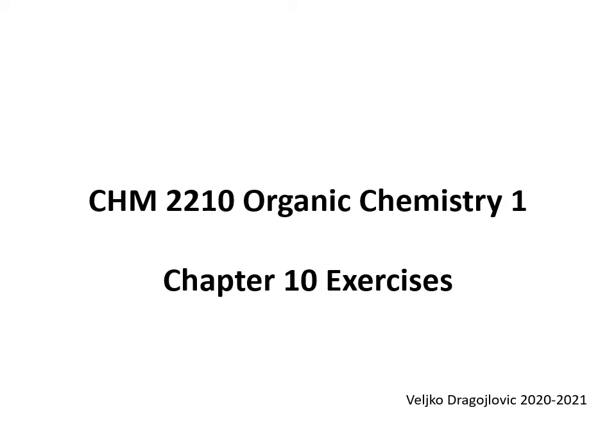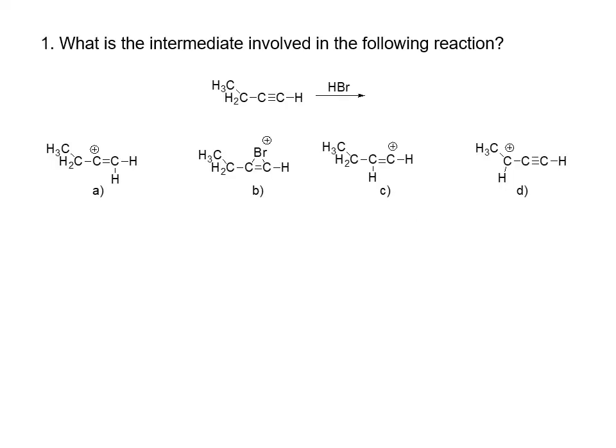In this video, we'll cover 7 Chapter 10 exercises. What is the intermediate involved in the following reaction? So, first step of this reaction, addition of hydrogen bromide to an alkyne, involves addition of proton to less substituted carbon, following Markovnikov rule. That will, of course, result in formation of carbocation on the other carbon of the triple bond. And that's actually A.